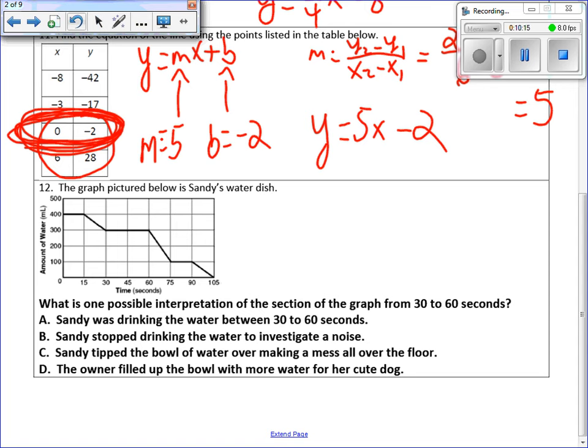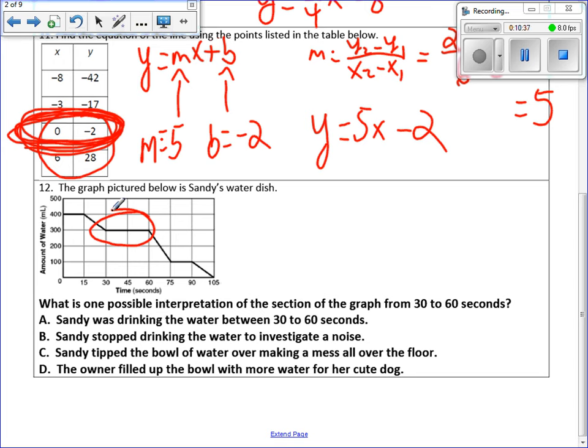So she starts with 400 milliliters of water. From 0 to 15 seconds, it stays at 400. That means Sandy has not touched it yet. But in between 15 and 30, it goes down from 400 to 300. That means that she drank 100 milliliters of the water. And then from 30 to 60, nothing's happening.